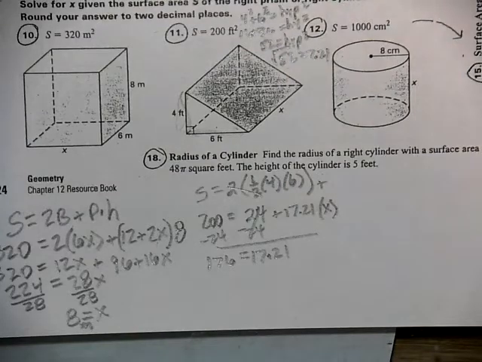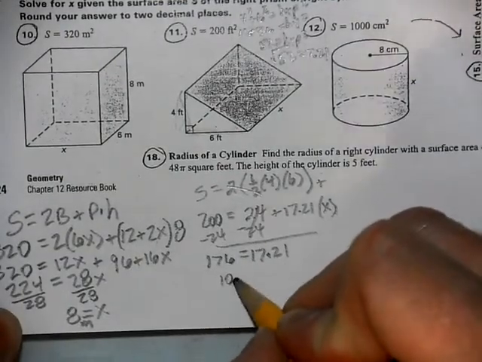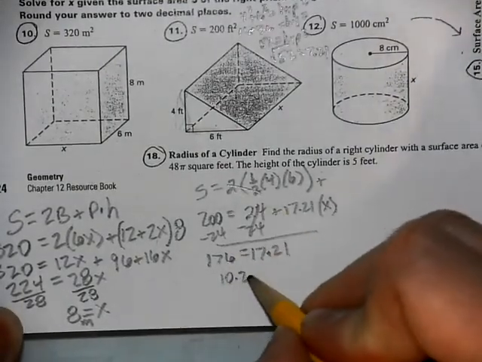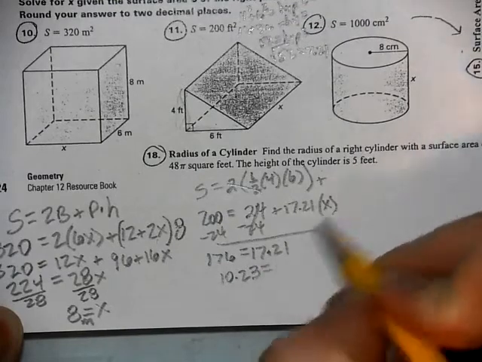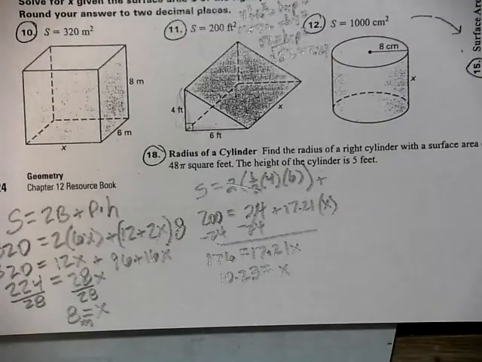And we'll divide it by that value, and we'll get 10.13. Or 10.23. It'll be x there, so x equals, because we divided it in. So we found out what the height would have been to get us as close to 200 as we can. Number 12.